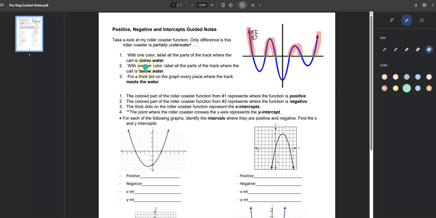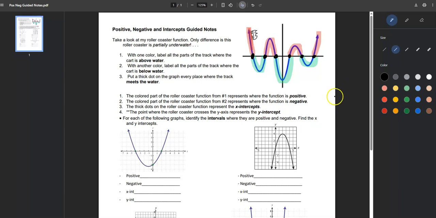Second thing, let's color where it's below. That would be these 3 sections here, and that would be below the water. And then we're going to make a dot where it is at water's level. So we'll just make these big and dark here, and there are multiple spots for that.